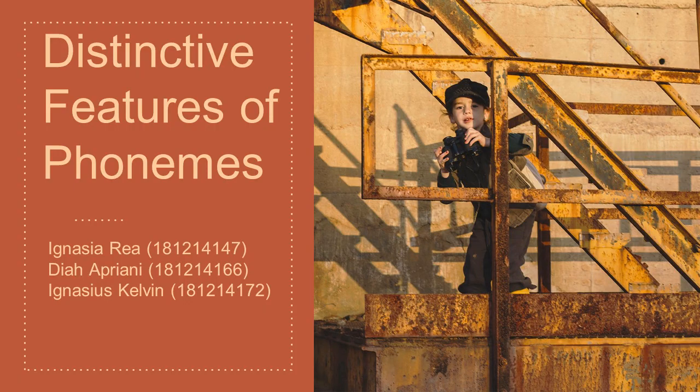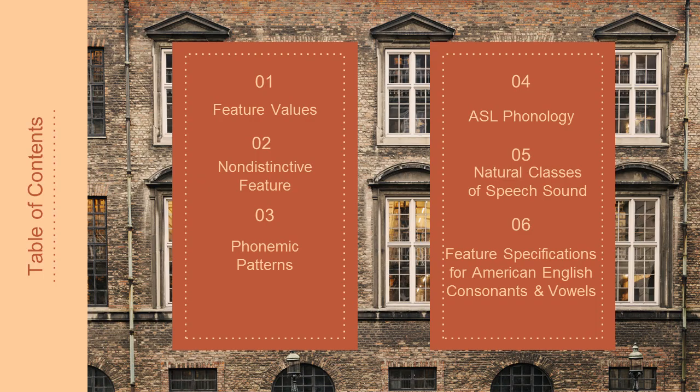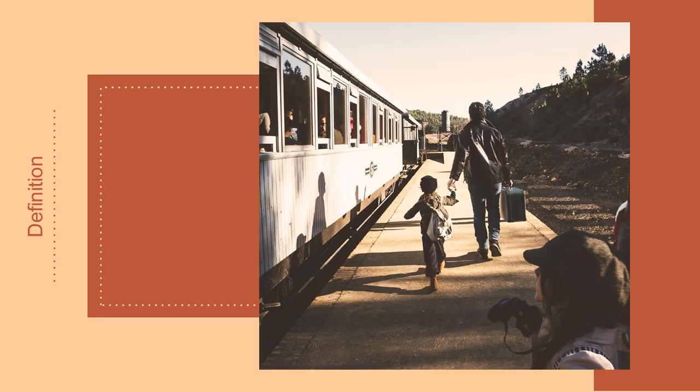Today we are going to present our topic about distinctive features of phonemes. There will be 6 topics that we are going to discuss in this presentation. The first one, feature values. The second one is non-distinctive feature. The third one, phonemic patterns, and then there will be ASL phonology. The next one is natural classes of speech sound. And the last one is feature specifications for American English consonants and vowels.